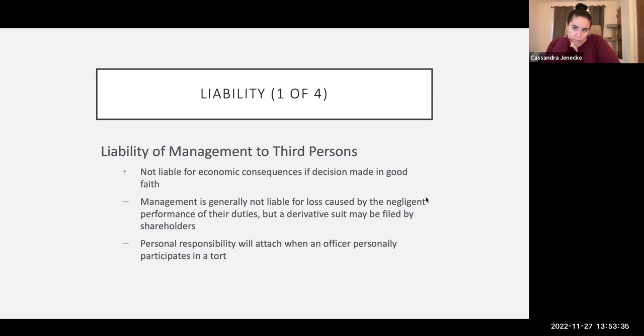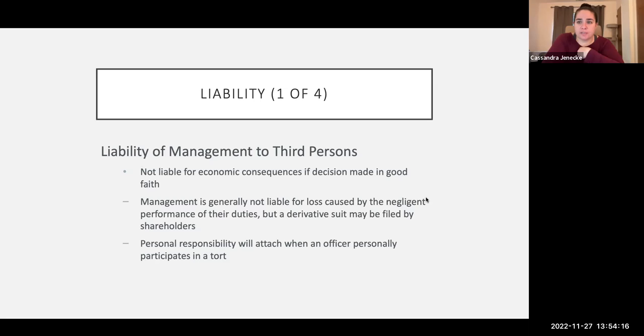So when are we liable to folks, right? When we think about the liability of management to third persons, management is not going to be liable for economic consequences to third parties where they made decisions in good faith. They're not generally going to be liable for a loss that was caused by the negligent performance of their duties, but a derivative suit can be filed by the shareholders to sue the executive manager or members of the management team for their negligence. Okay.